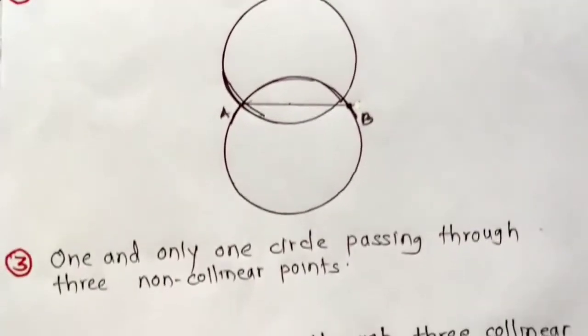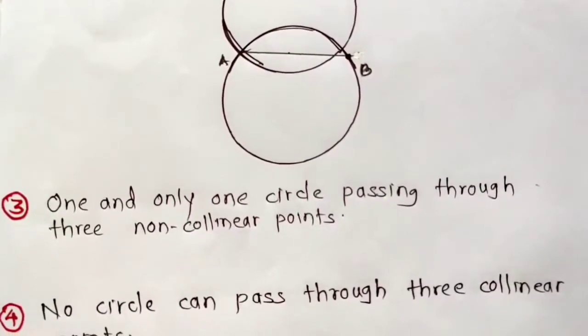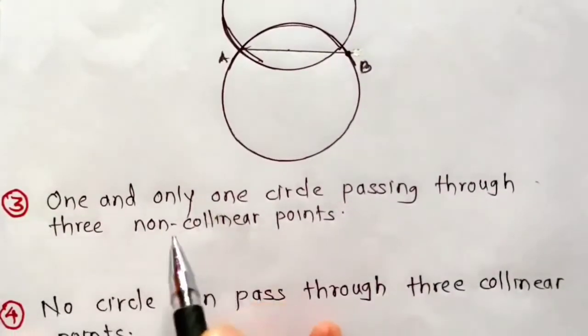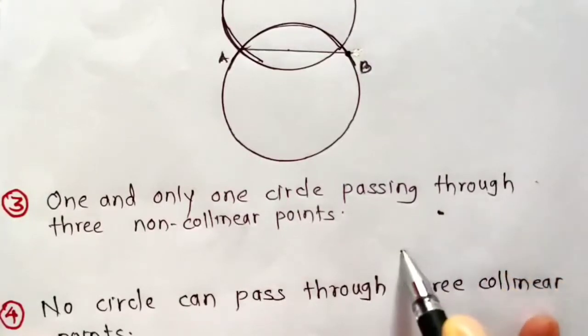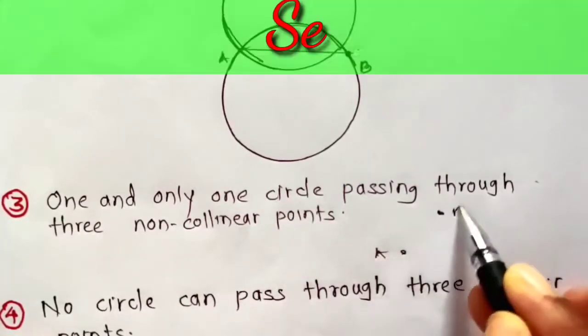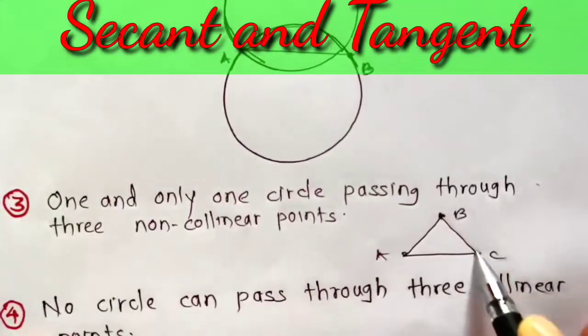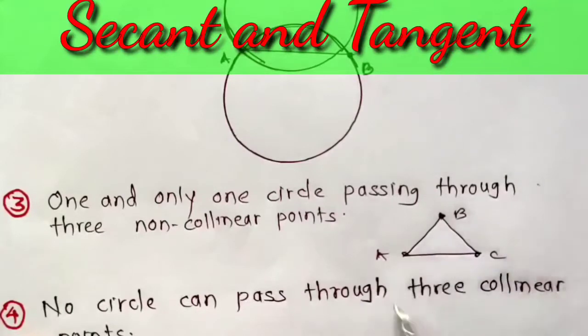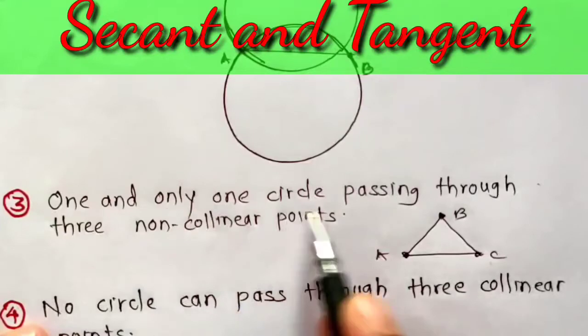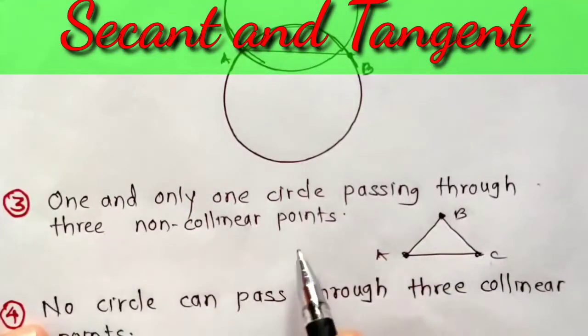Now the third point. Remember here, if and only if three non-collinear points like A, B, C are given, then we can draw one and only one circle. We draw this circumcircle of triangle ABC. Triangle ABC means these three points are non-collinear points. So we can draw one and only one circumcircle to triangle ABC, that means one and only one circle passing through the three non-collinear points.